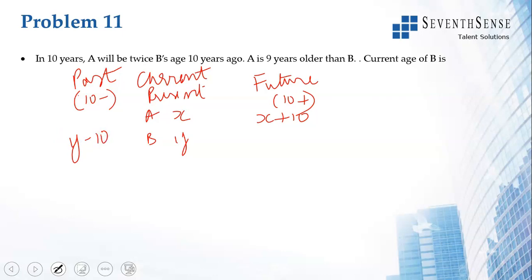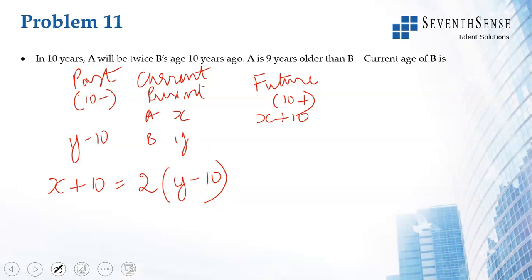In 10 years in the future, A's age will be X plus 10. 10 years in the past, B's age will be Y minus 10. Okay, so what does it say? In 10 years, A will be twice B's age 10 years ago. This is the first equation.